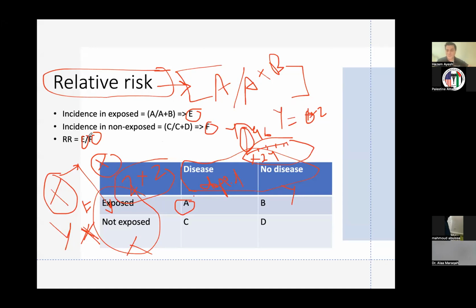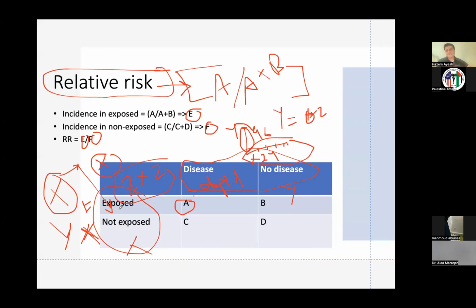And that makes sense. Let's say that you get a relative risk of 1. What does that mean? That means that the incidence in the exposed is equal to the incidence in the non-exposed. So that tells you that the exposure has no relationship with the disease, because it's the same in the two groups. So if it's 1, it's not significant for sure. There is no relationship. The exposure does not cause the disease, because the incidence in the exposed group is equal to the incidence in the non-exposed group.